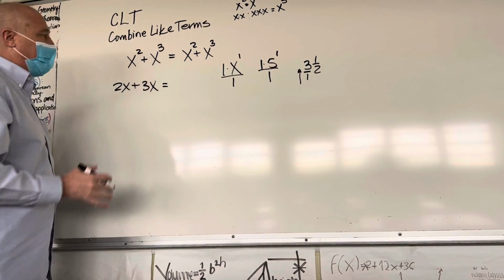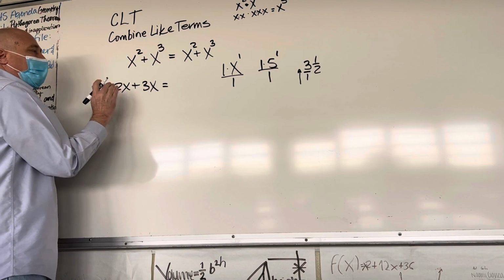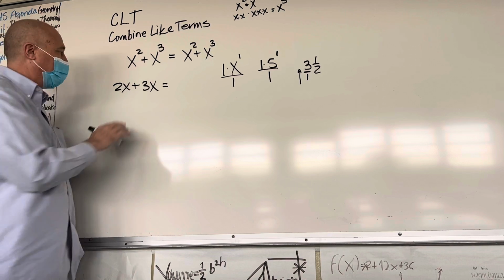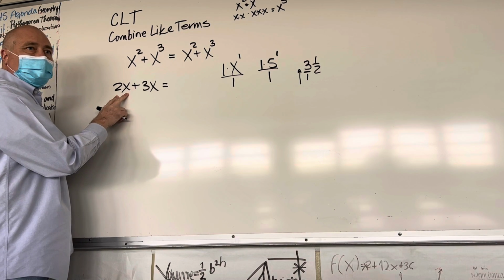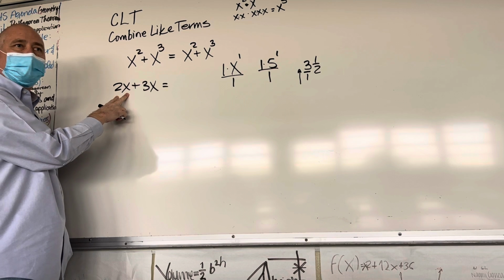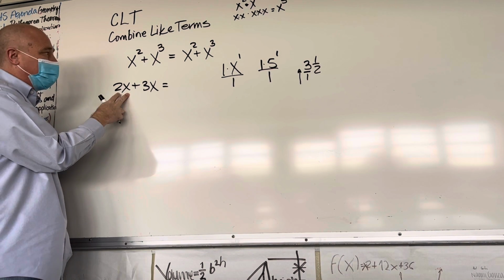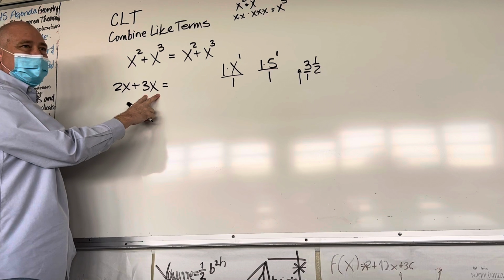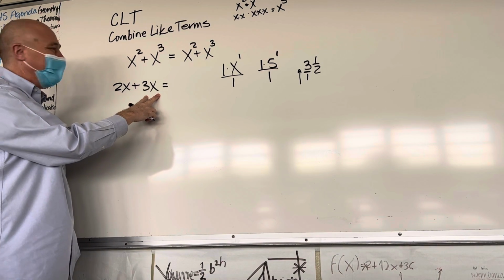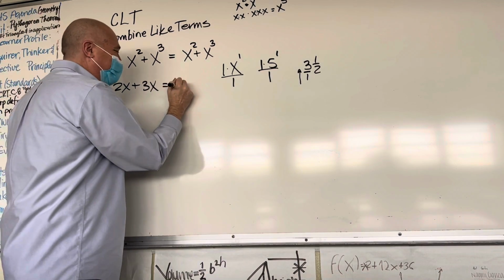Okay, a little bit off topic, but now that we know these are like terms, can you combine them? What do you get? How many x's you got here? Trust yourself. 2, right? There's 2 x's there. How many you got here? 3. Yep, trust yourself. And so if you combine them, how many you got? 5. Yeah, good.